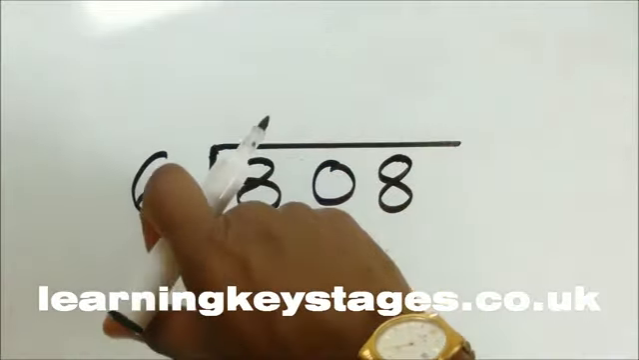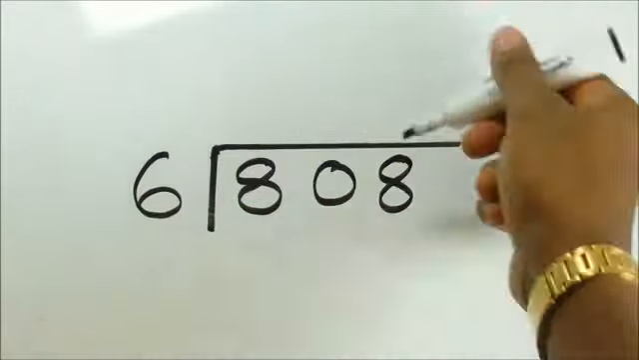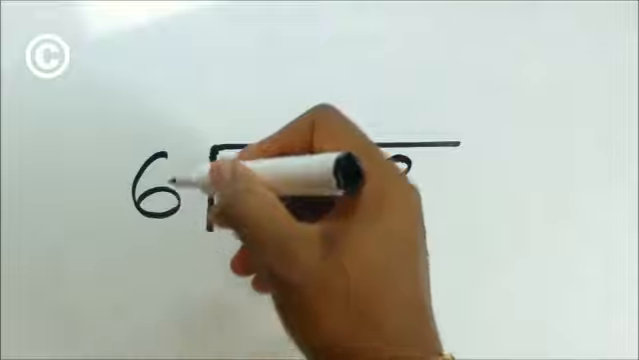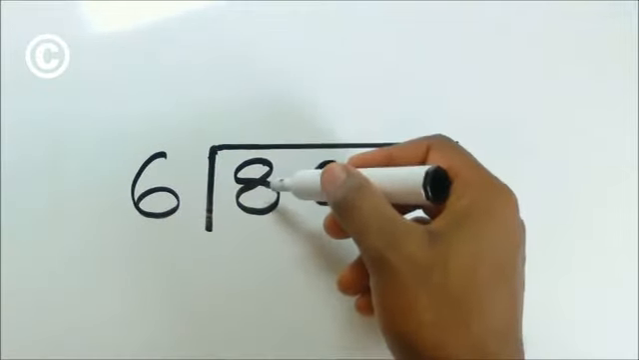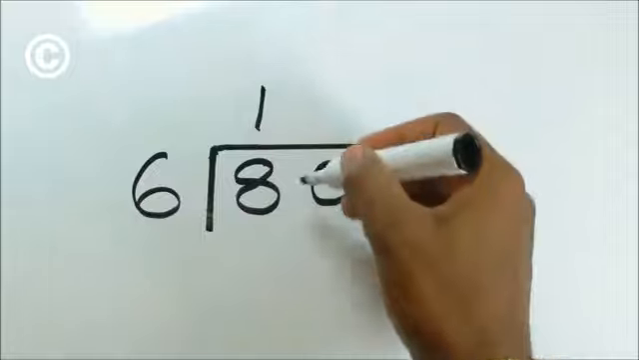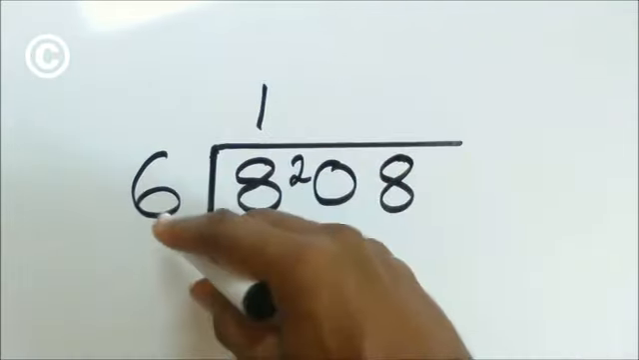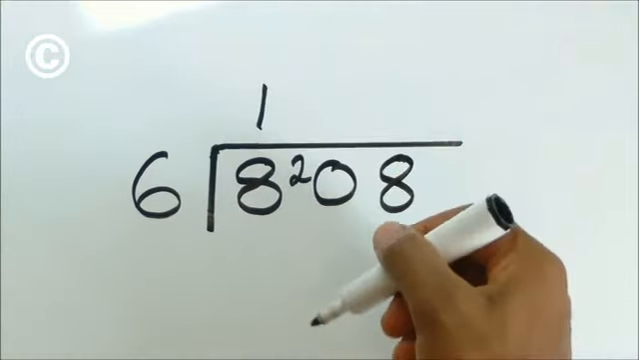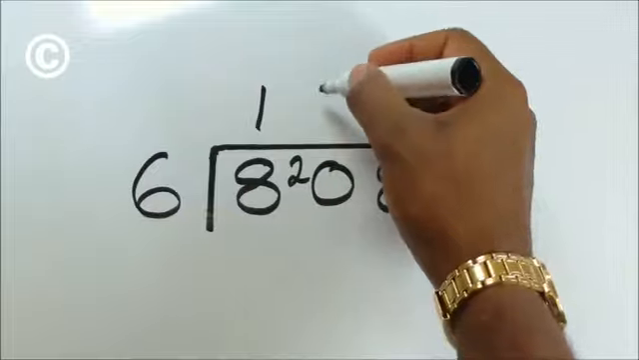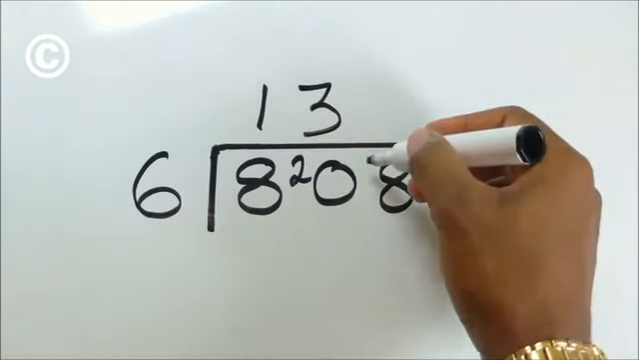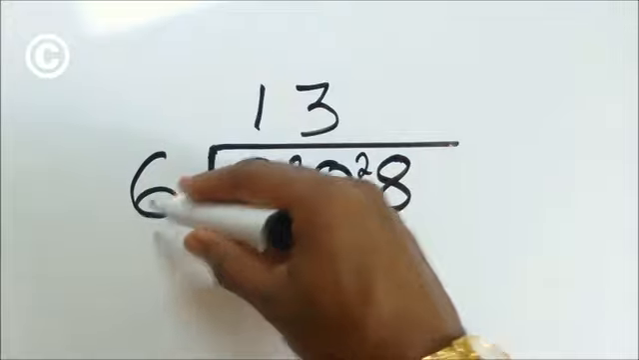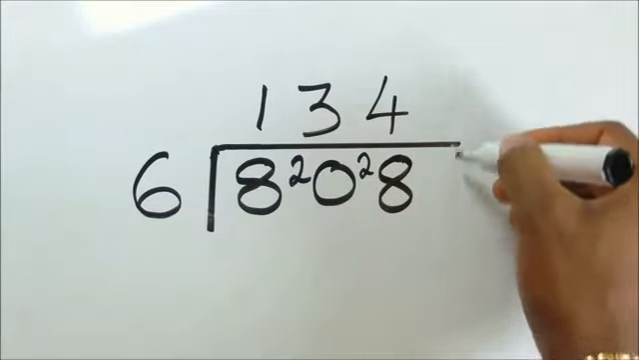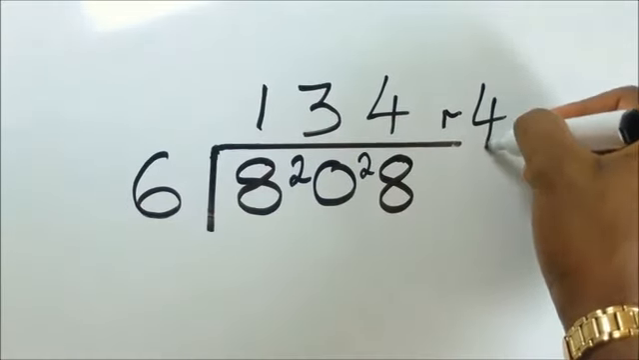Okay, here we're going to look at some short division again. We've got 808 divided by the 6. 6's inside the 8 will fit once, remainder 2. 6 divided into 20, go 3 times, remainder 2. 6's into 28, go 4 times, remainder 4.